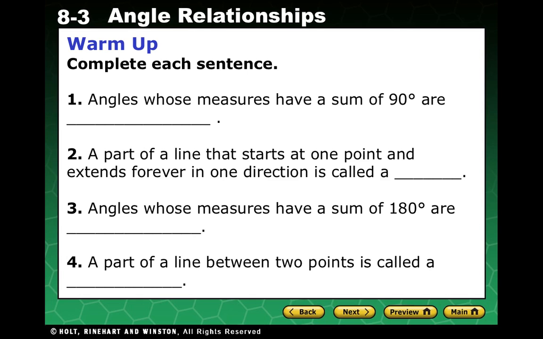Alright, angles whose measures have a sum of 90 degrees are complementary. A part of a line that starts at one point and extends forever in one direction is called a ray. Angles whose measures have a sum of 180 degrees are supplementary. And a part of a line between 2 points is called a segment.